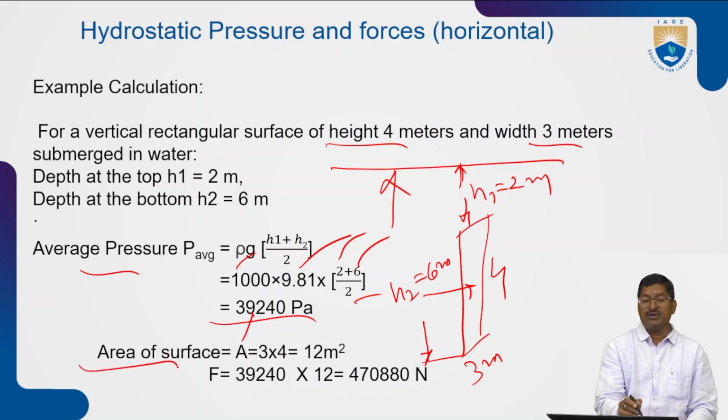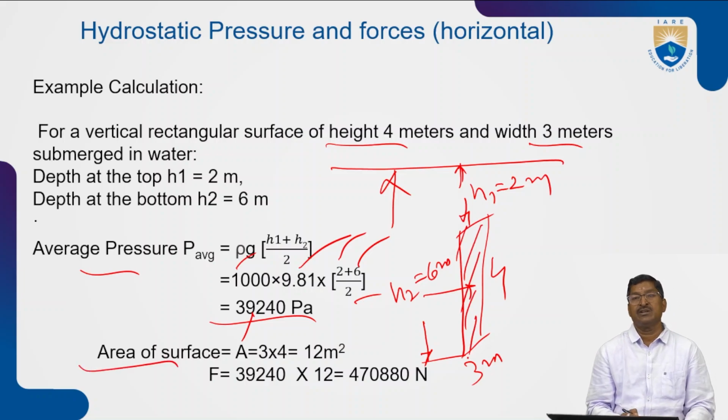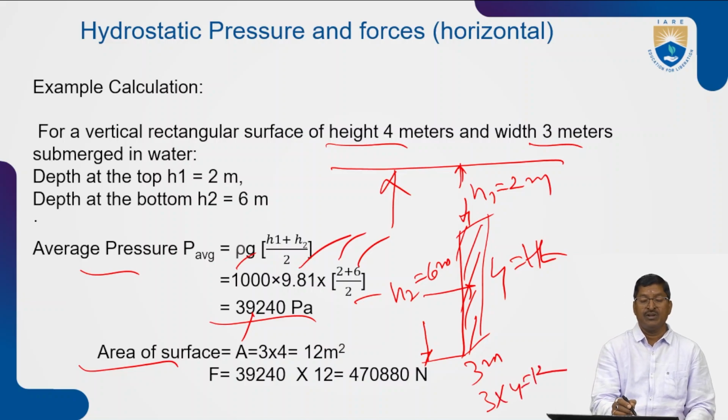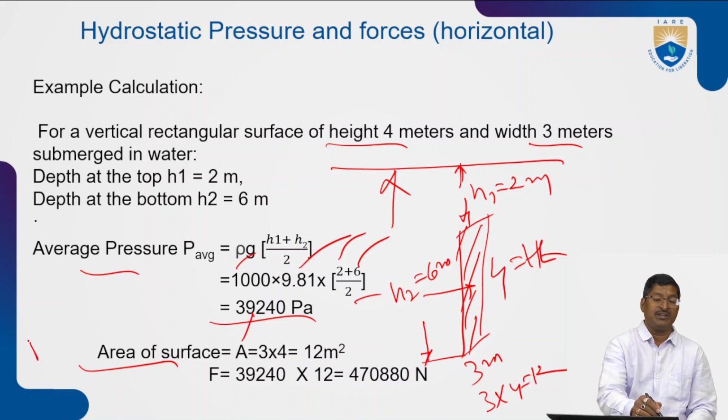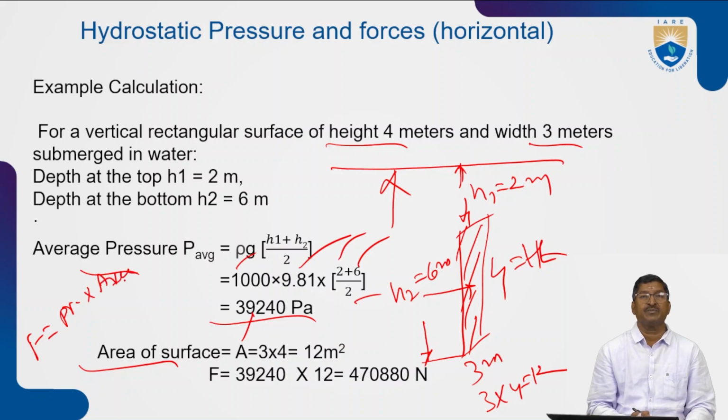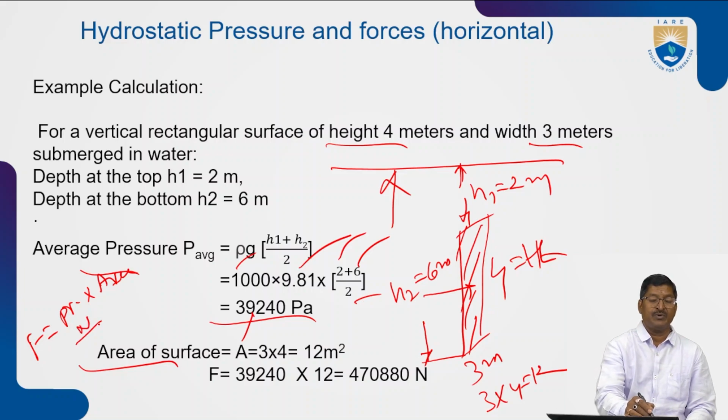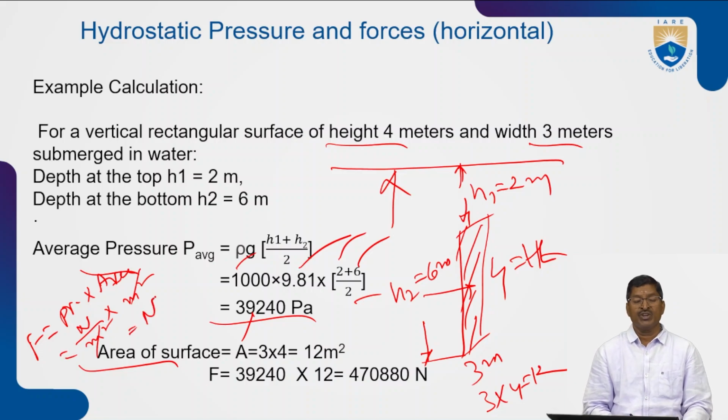Then the area of the surface. 3 meters is the width, 4 meters is the height, so area is 3 into 4, which is 12 meters square. If you multiply the pressure with the area, you will get the force. Force is equal to pressure into area. Pressure has units of Newton per meter square and area is meter square, so meter square gets cancelled, and you get newtons, which is a force.